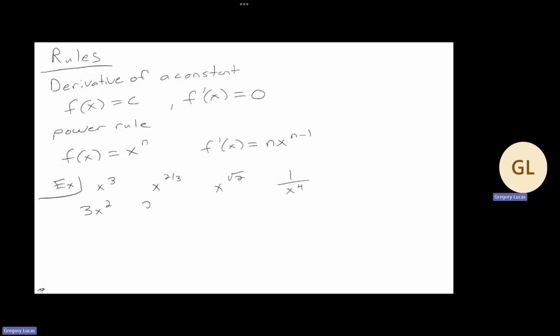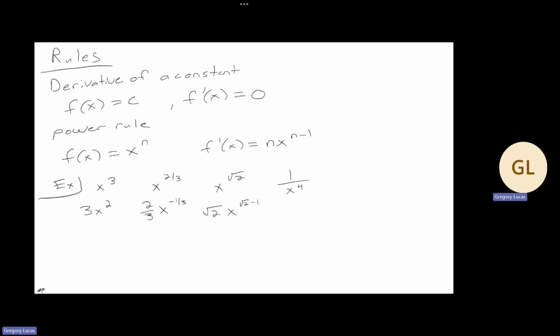We bring the power down. So we have 2/3 x, and then we want to subtract 1 from 2/3. That'd be minus 1/3. Okay? Same thing for root 2. You bring the root 2 to the front. We have x, we subtract 1. We don't know what root 2 minus 1 is, but that's okay. The power rule still applies.